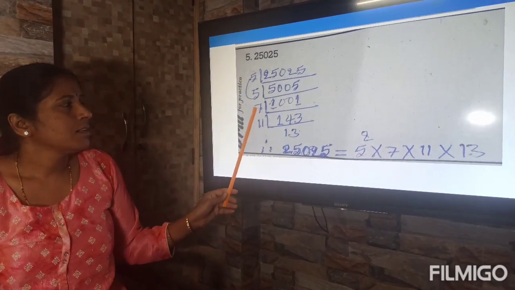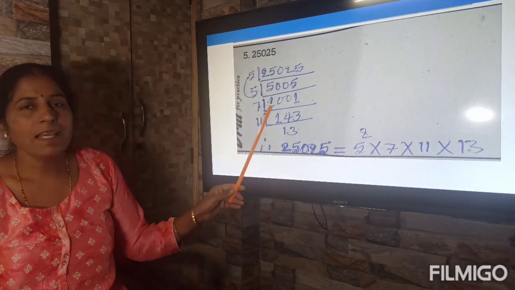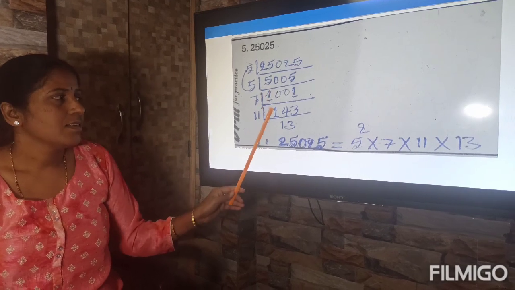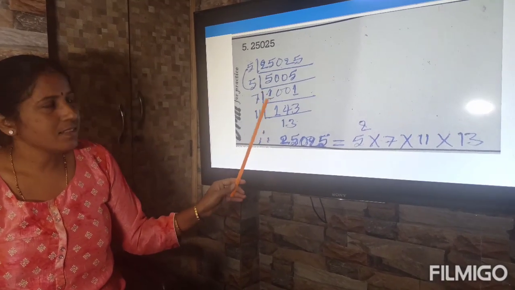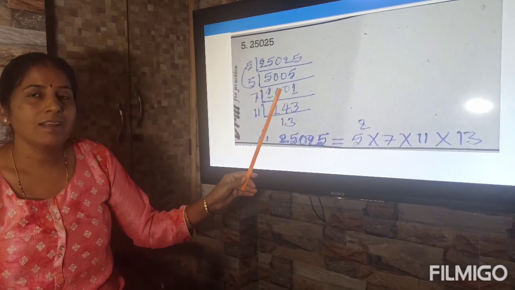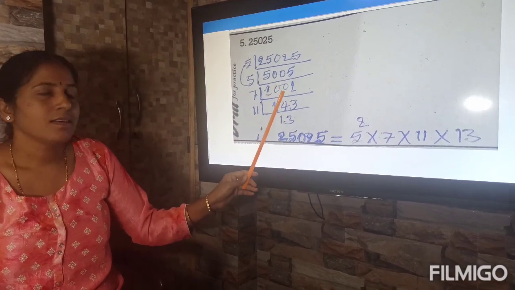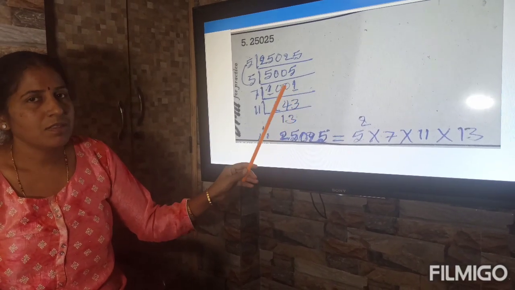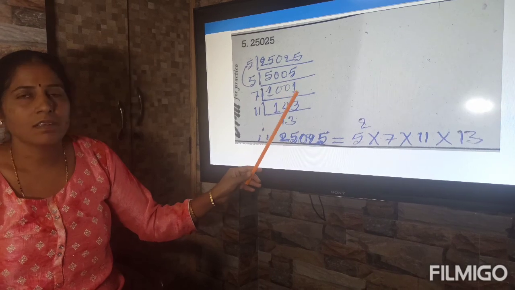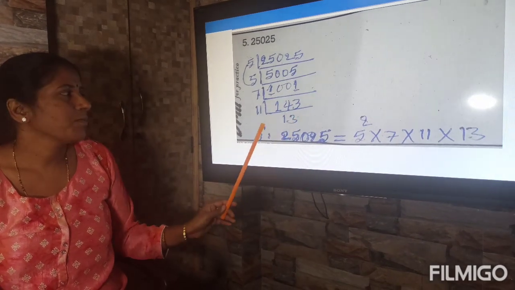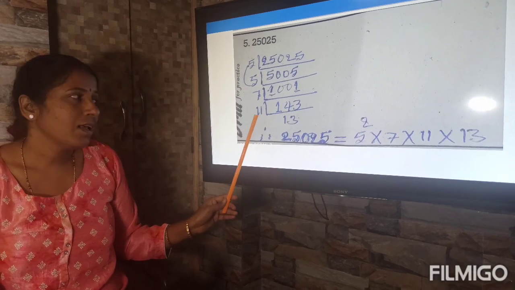Next, we have to divide by 7. 7 ones are 7. In 10, subtract 7, 3 remains. It becomes 30. 7 4s are 28. In 30, subtract 28, 2 remains. Then add the next number. It is 1, so 21. 7 3s are 21.